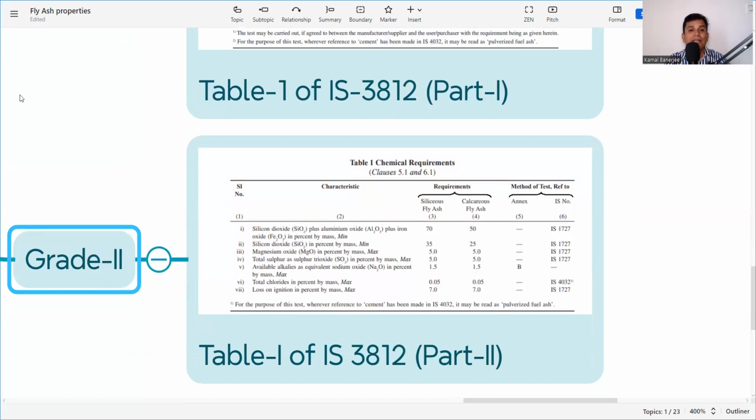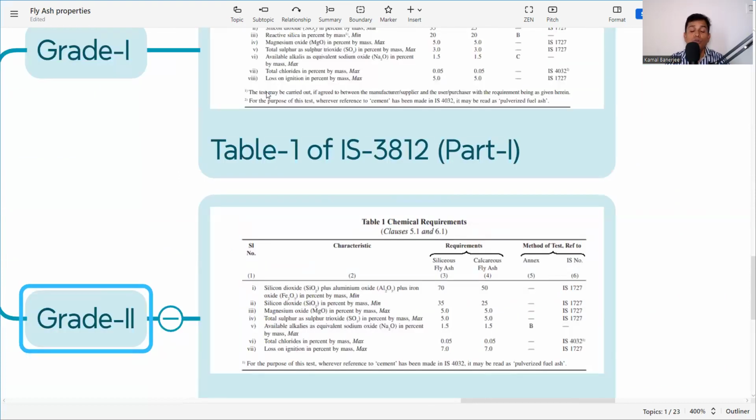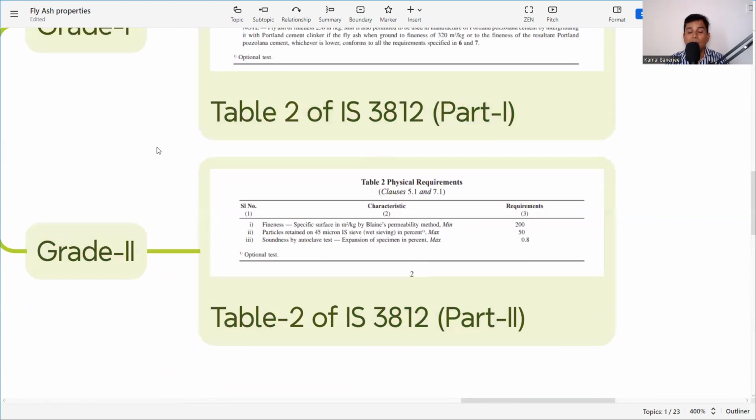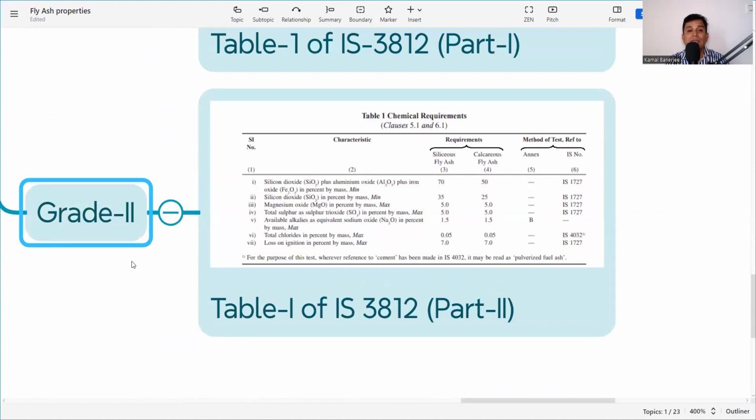So these are the tables, or the grades, we need to follow. We have two grades of fly ash, grade 1 and grade 2, conforming to IS 3812 part 1 and part 2 as well. If you want to check the physical properties, table 2 mentions them, and if you want to check the chemical properties, they are mentioned in table 1.